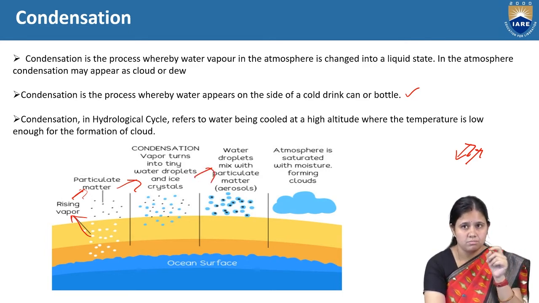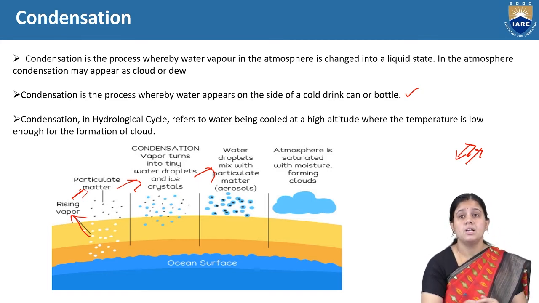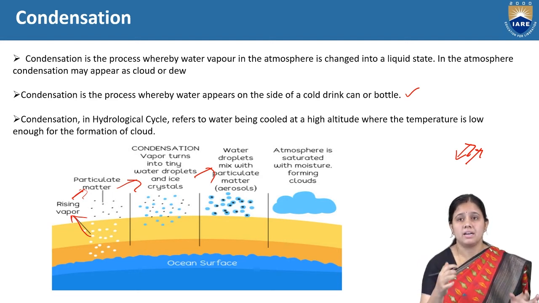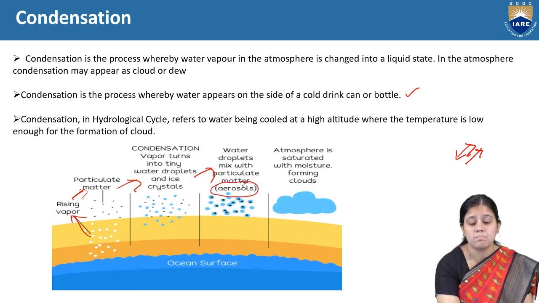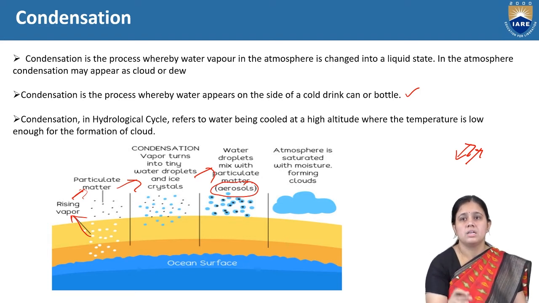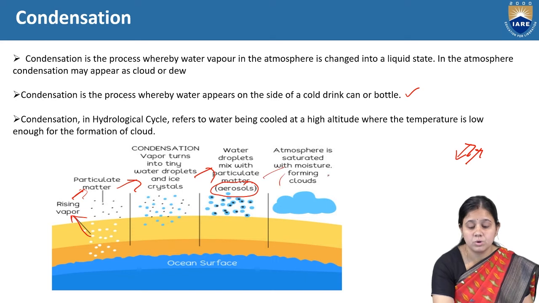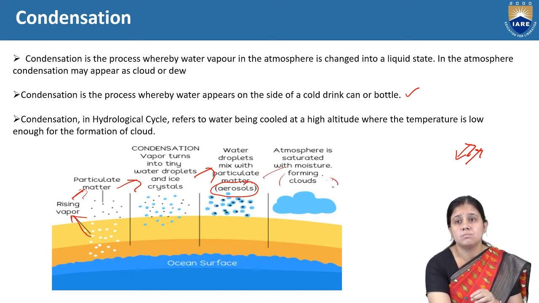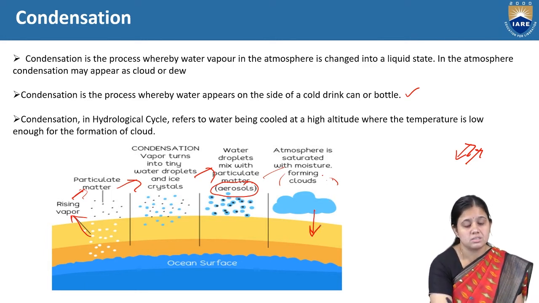The water droplets will again mix with some particulate matter present in the atmosphere, and that is called aerosol particles. An aerosol particle is the combination of water droplets with small particles. Then the atmosphere is saturated with moisture, forming cloud. This moisture will again form the cloud, and then rain comes. So the condensation process goes from vapor to rain.